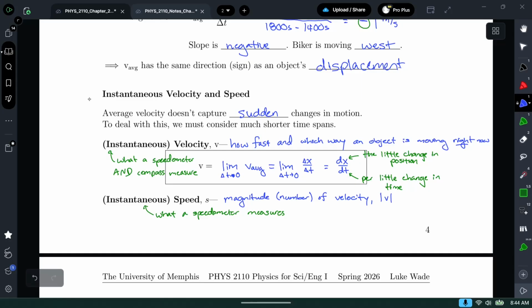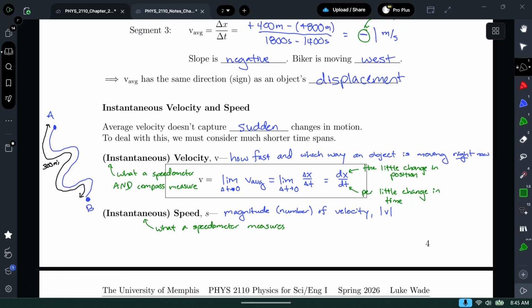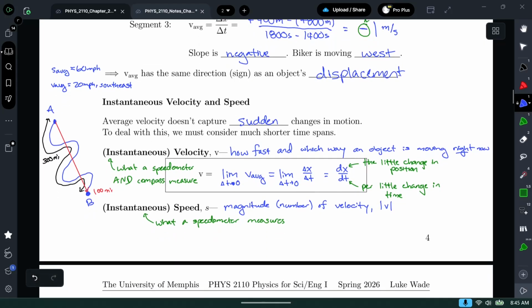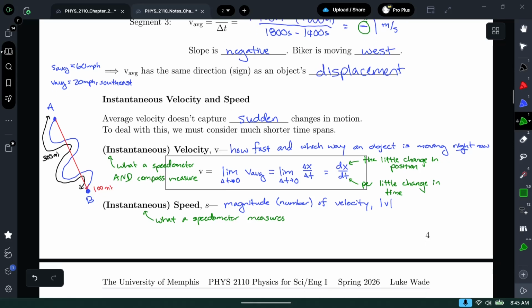So if we come back to that example of a road trip between two towns, that's still 300 miles. This is still 100 miles. I found that the average speed was 60, and the average velocity was 20, maybe southeast. But that's describing the totality of a 5-hour-long trip. It's actually not saying a whole lot about the details of the trip. That is where I start to consider the instantaneous velocity.